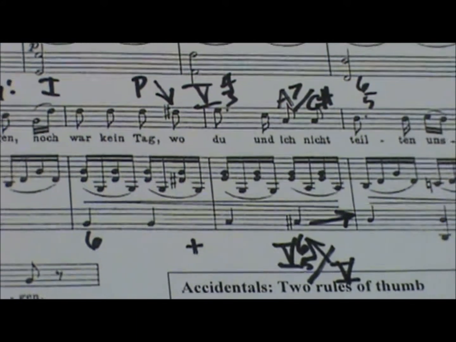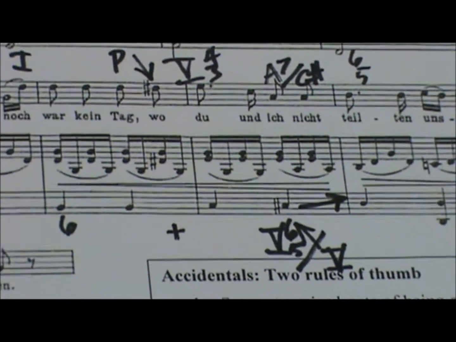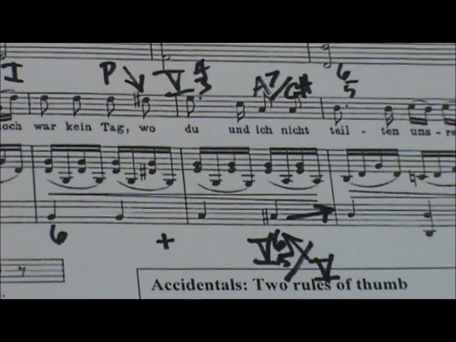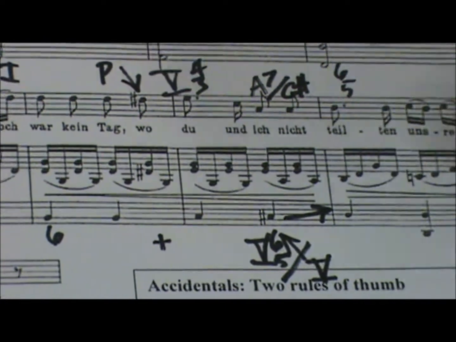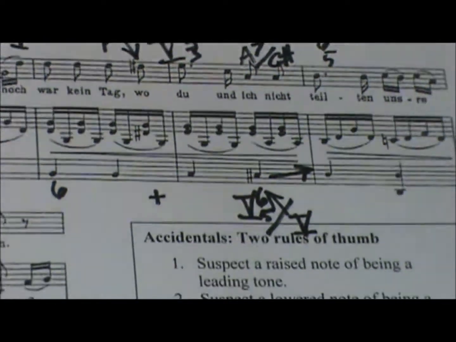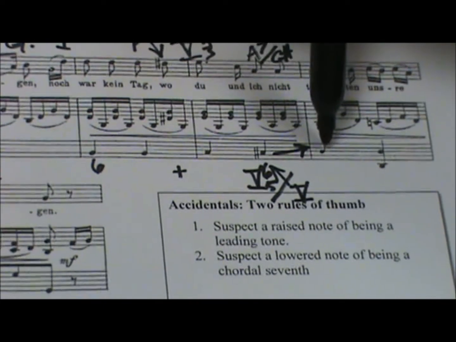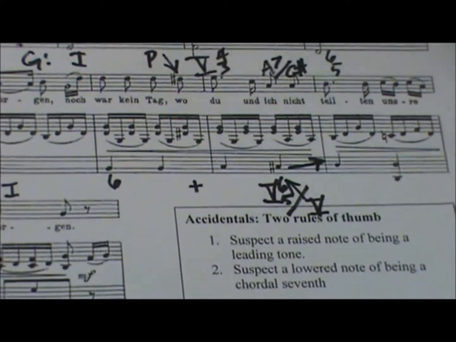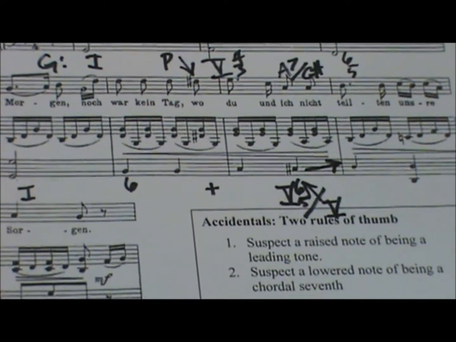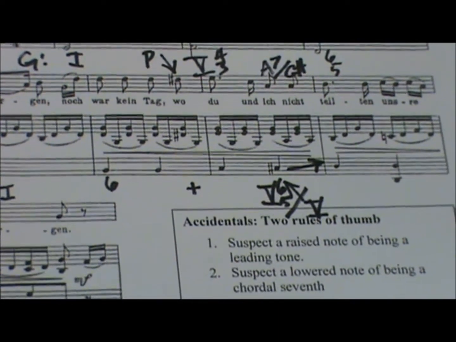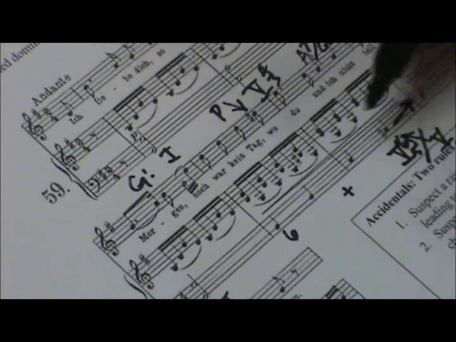So use those accidentals to help you find the places where the secondary dominant or secondary leading tone comes in, and then determine which it is. Is this 7 diminished 7 of D, or is it 5, 6, 5 of D? Those are your choices. Okay, so let me get a little bit of context.